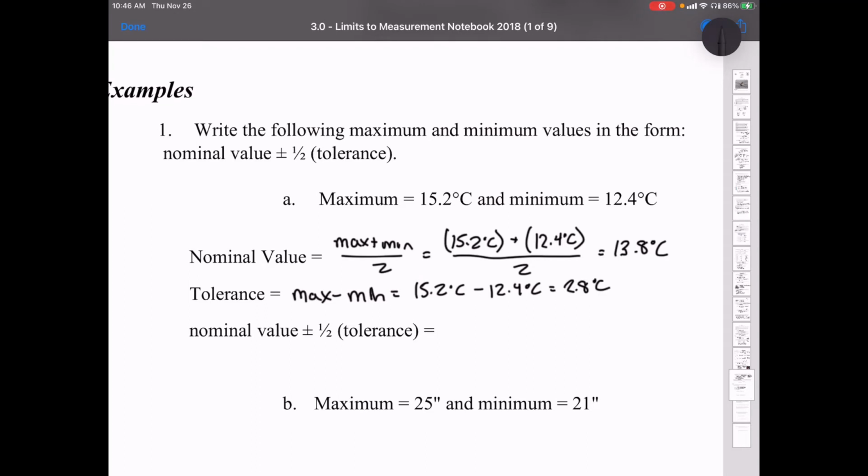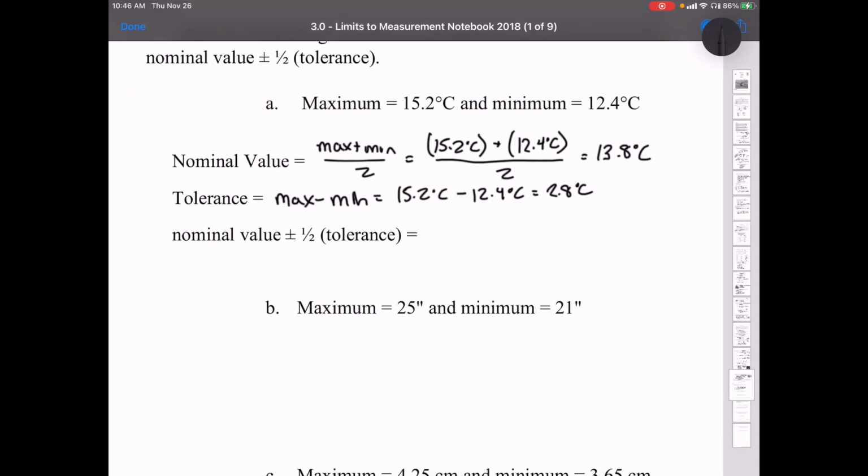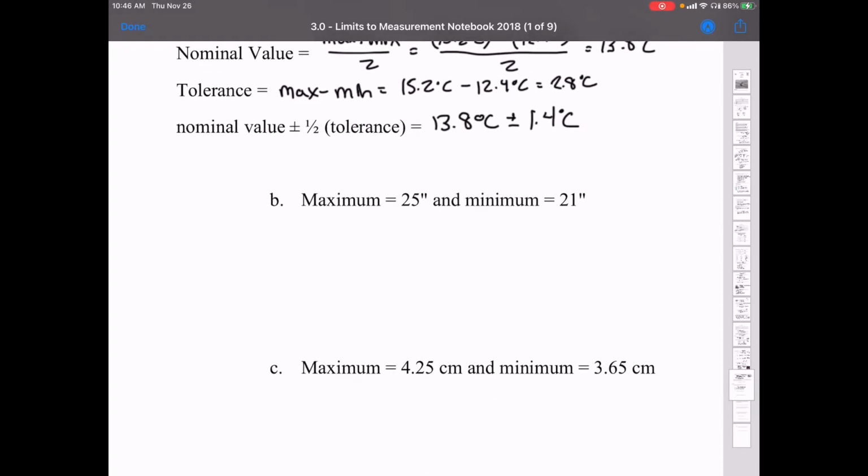which means that our tolerance interval here is our nominal value, which is 13.8 degrees Celsius, plus or minus half of our 2.8 degrees Celsius, or 1.4 degrees Celsius, like so. My notes are wrong, apparently.